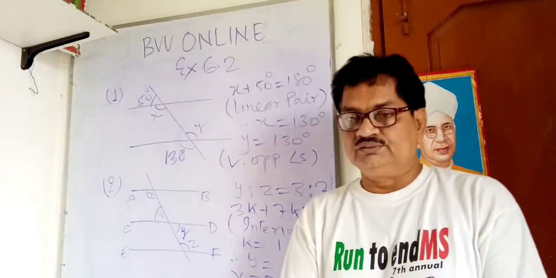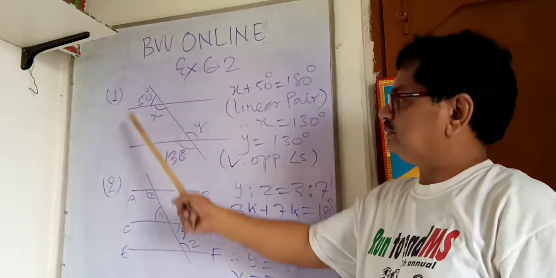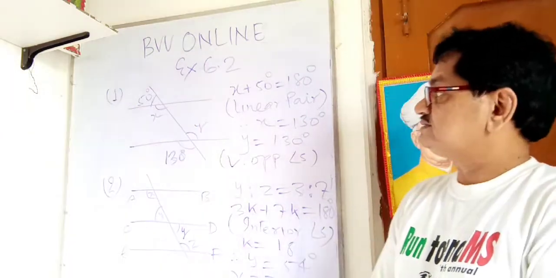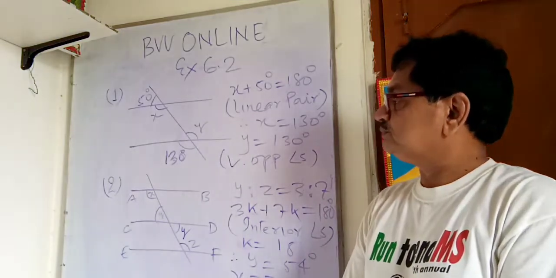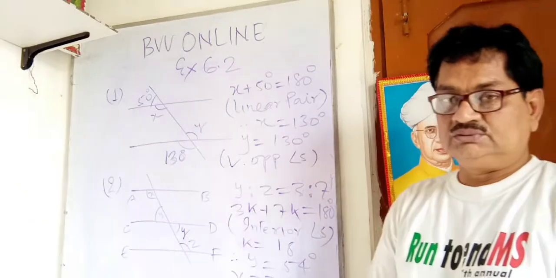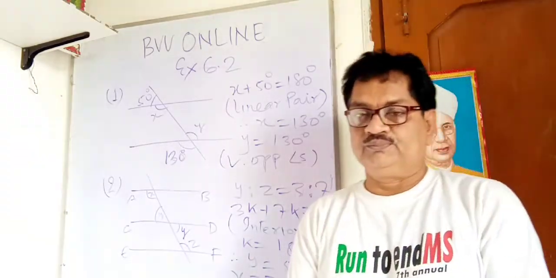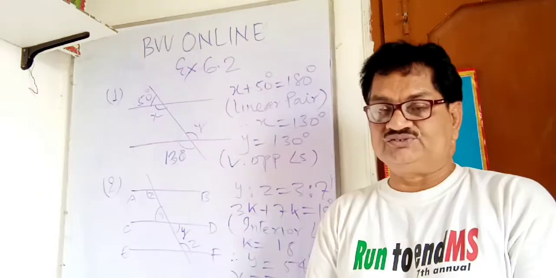Hello students, now we are going to solve the problems of exercise 6.2. This exercise is completely related with the angles that are made between the transversal and the given parallel lines.